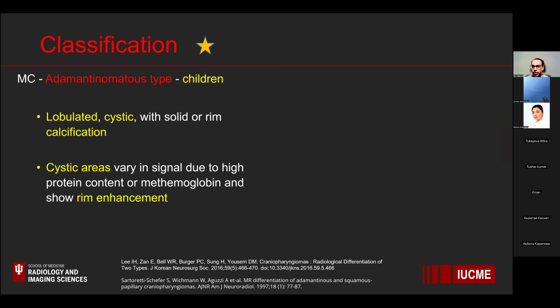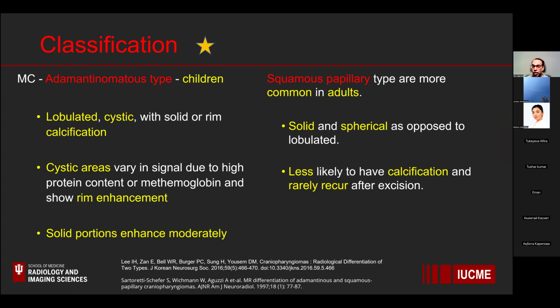They come in two different types. On the left is the adenomatous type, and that happens in the children. It's more lobulated, more cystic, can calcify, and the cystic areas will look differently on MRI based on what's sitting in the cyst. If it's more proteinaceous, it'll be less T2 bright. The solid portions always enhance moderately.